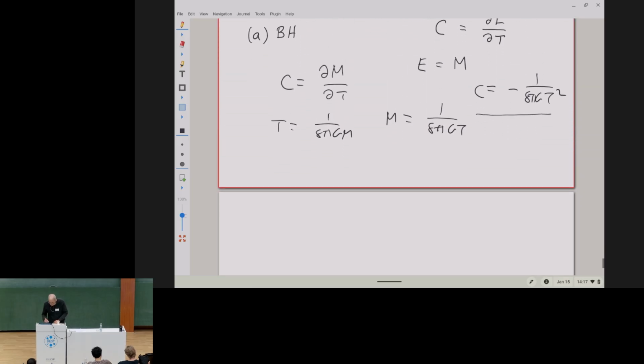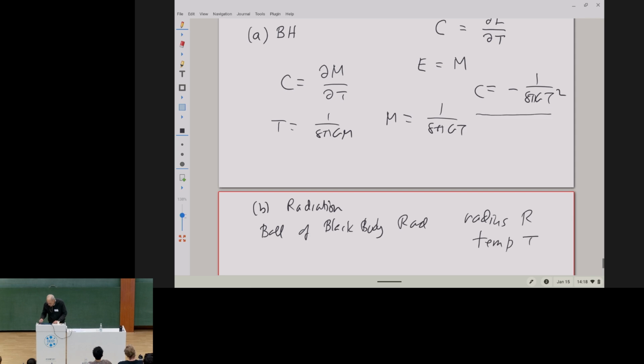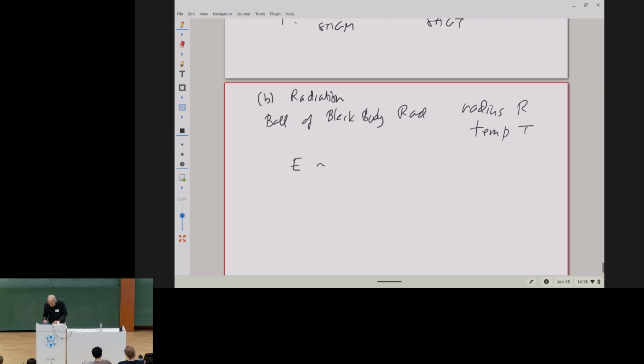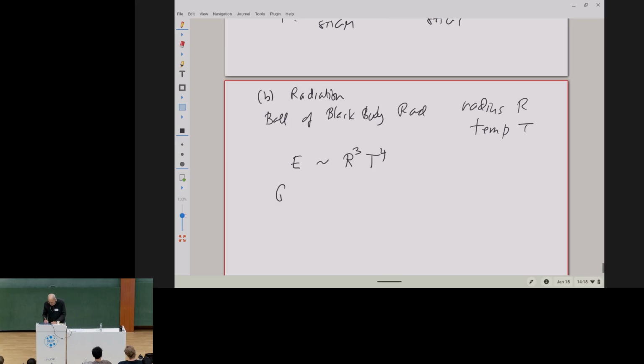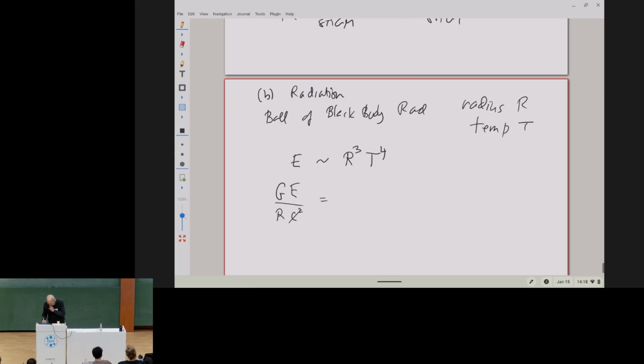Now, that's the instability involving the black hole, but there's also an instability involving the radiation. Suppose you've got a ball of black body radiation, let's say of radius r, temperature T. Then the energy of that ball is of order the volume, r cubed, times the energy density in black body radiation, which is T to the fourth. So the energy in that ball is r³T⁴. If you want to know whether it will collapse into a black hole, you have to look at this ratio, GE over r c squared, where we usually set c to 1, which therefore is G times r²T⁴.